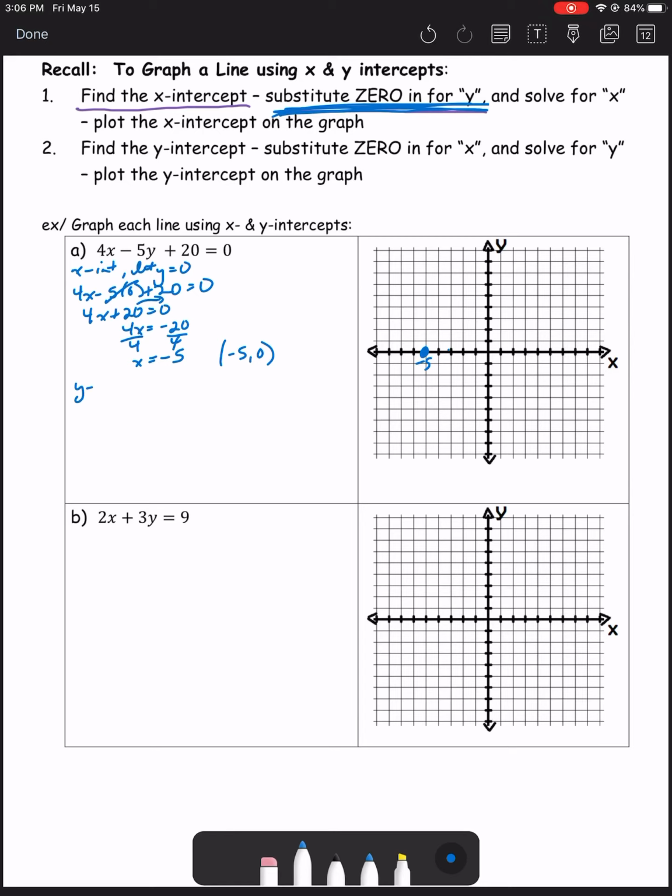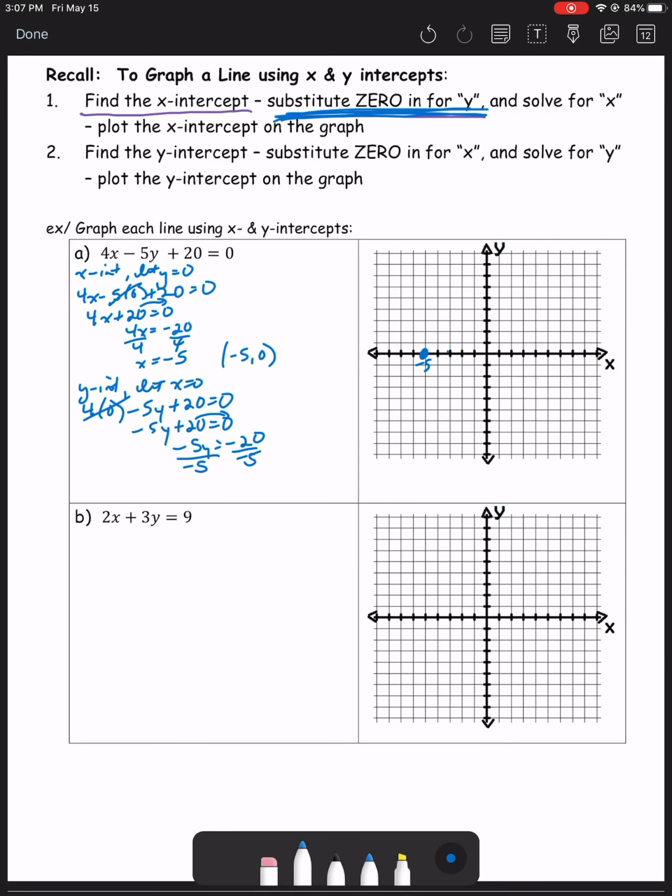And then for the y-intercept, I'm going to do the same thing, except I'm going to let x equal 0. So we get 4 times 0 minus 5y plus 20 equals 0. That'll be gone. Minus 5y plus 20 equals 0. Bring the 20 over. Minus 5y equals minus 20. Divide by negative 5. Don't forget to divide by the negative. Don't forget to keep taking this negative with you. That's a big mistake I see a lot. And negative 20 divided by negative 5 is positive 4. That corresponds to the point 0, 4. 1, 2, 3. There's 4 right there.